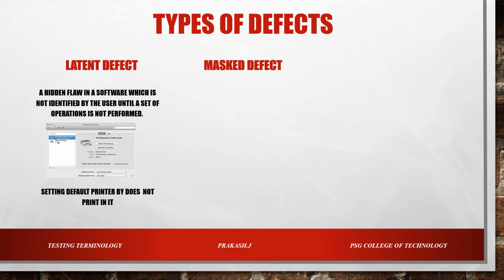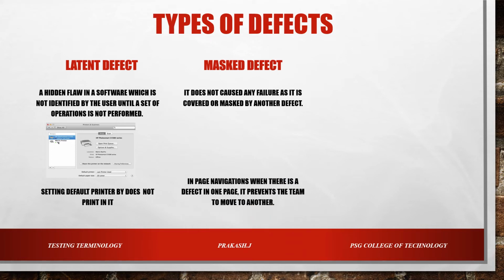Another category of defects is a masked defect. This defect does not cause any failure because it is covered or masked by another defect. One such example is a page navigation issue. In page navigation, when there is a defect in one page, it prevents the team from moving to the other one.